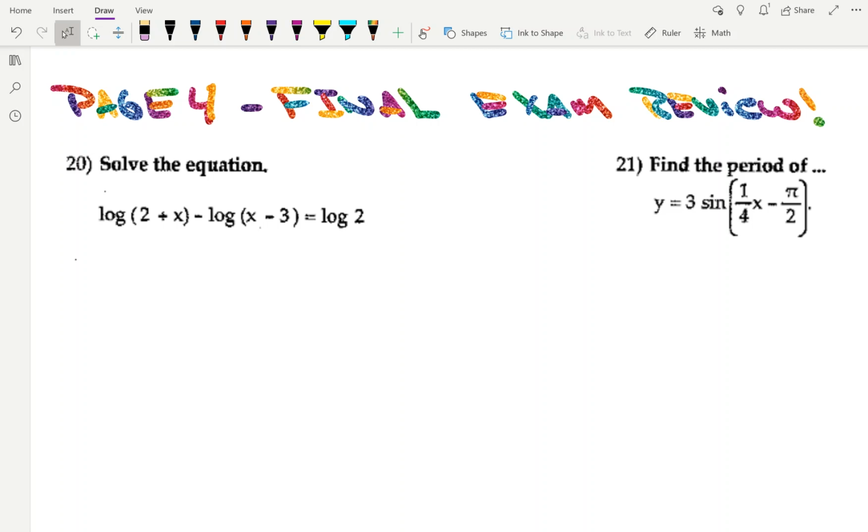Final exam review, page 4. Solve the equation log of 2 plus x minus log of x minus 3 is equal to log of 2. All right, we'll just start flexing our logarithmic muscles, if you will.